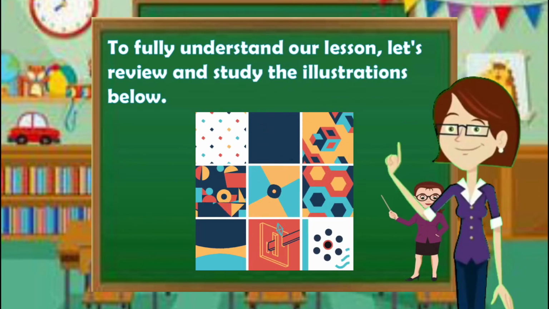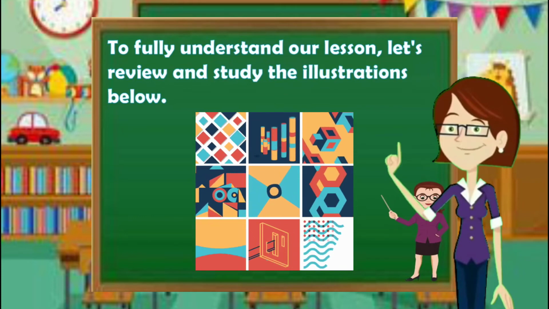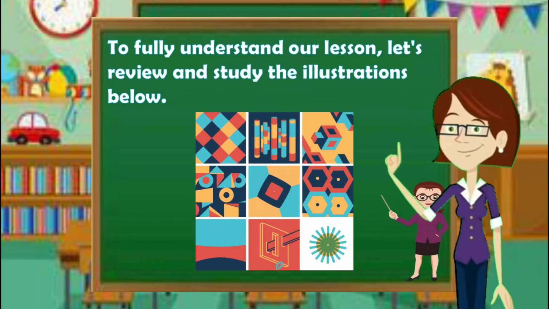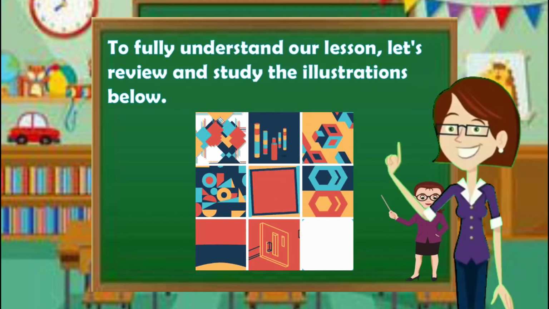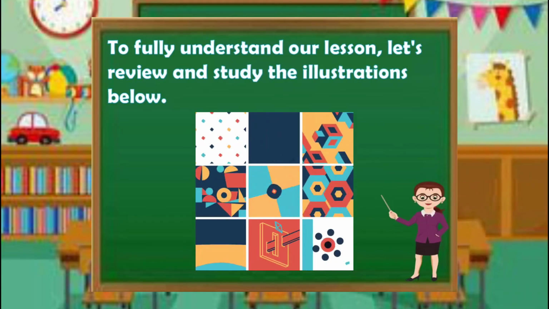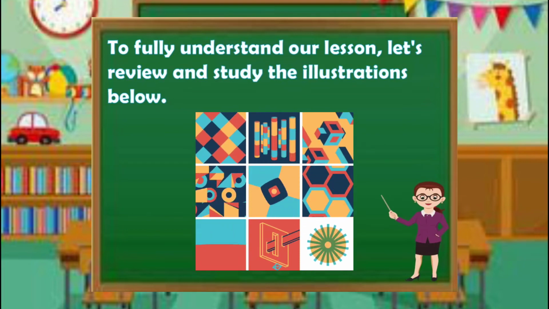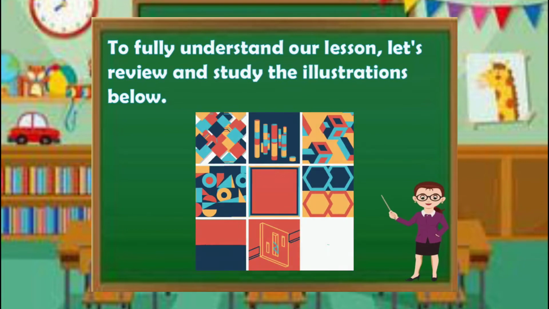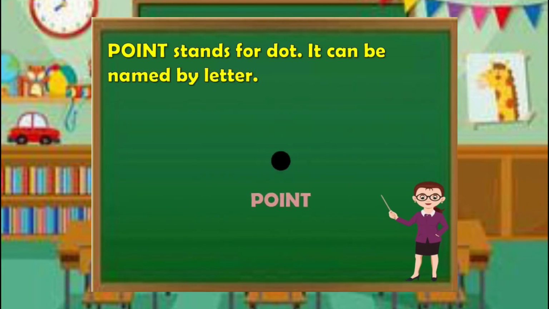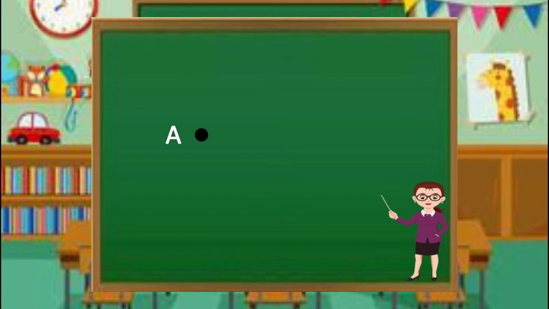What do you see in our illustrations? Right! It shows different shapes. But did you know that before the shape and illustration you see are formed, it all starts at one point. A point can be named by a letter. As in our example, it reads point A, and can also be point B. Any letter can be used to name a point.